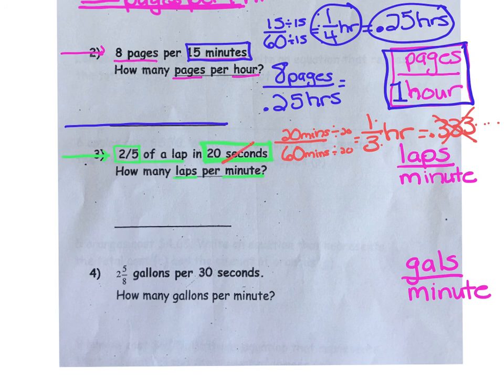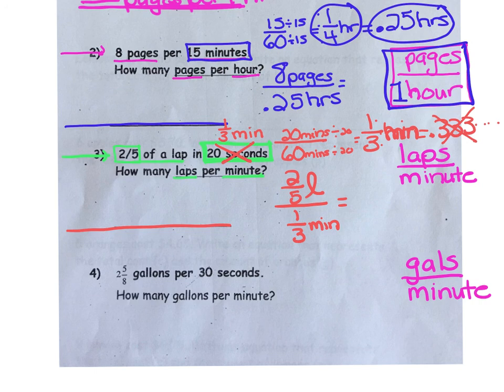Now we're ready. Do not use the 20 seconds. Actually, it's not 1/3 of an hour. It's 1/3 of a minute. I apologize. Now we're going to use 1/3 of a minute in our ratio. 2/5 of a lap, laps should certainly go on top, divided by 1/3 of a minute. Use your ABC key, punch it into the calculator, and see what you get.